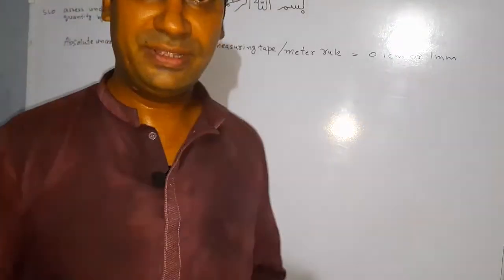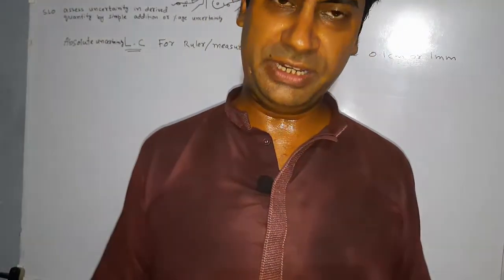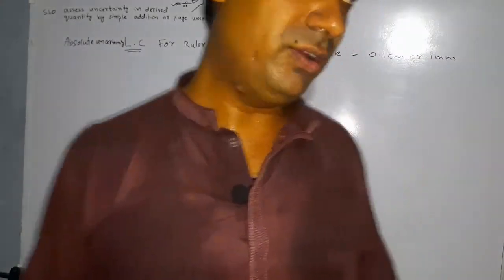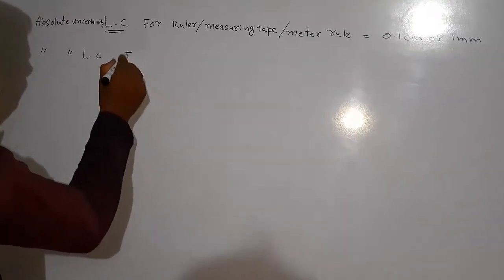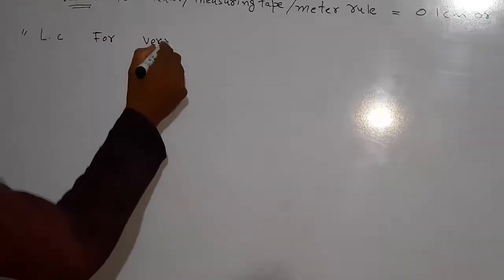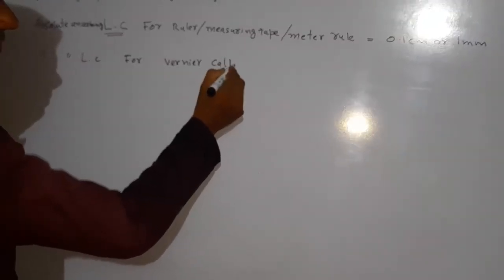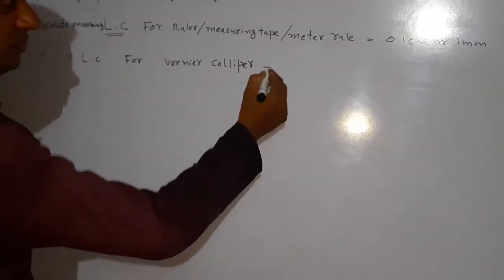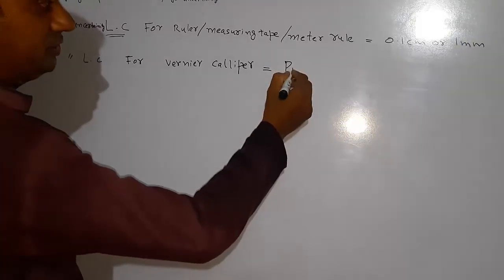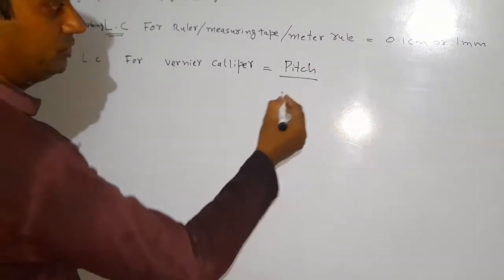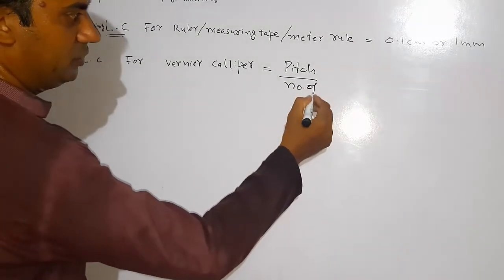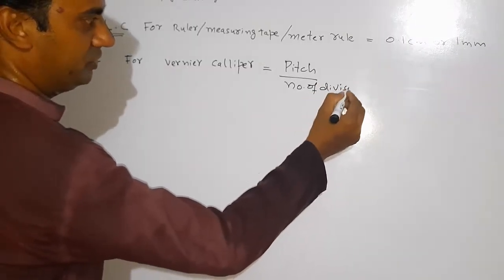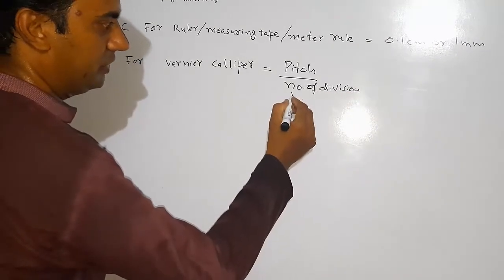The question arises, do we have some absolute uncertainty for a vernier caliper? We can calculate it easily. How? The least count, or absolute uncertainty, for a vernier caliper is equal to the pitch over the number of divisions on the vernier scale.